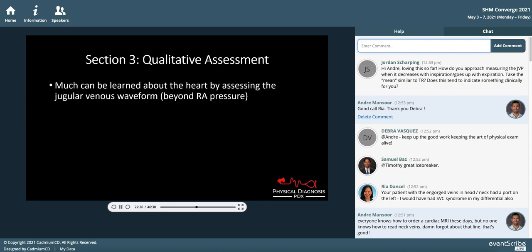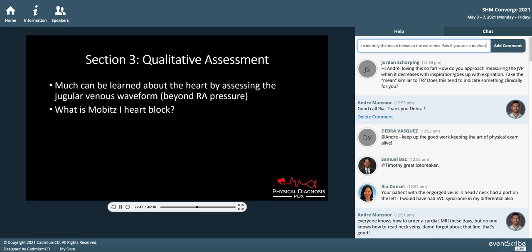So that concludes sections 1 and 2, identification of the jugular venous pulse and quantitative assessment of the jugular venous pulse. We are now ready to move into the third and slightly more sophisticated component, qualitative assessment. It's amazing what can be learned about the heart by looking at the waveform itself. I like to illustrate this point by asking a rhetorical question.